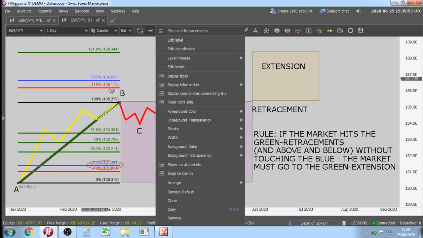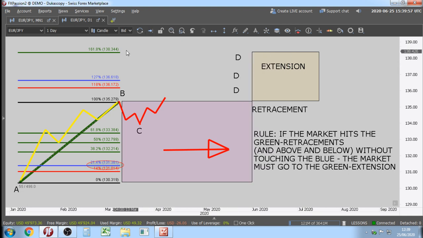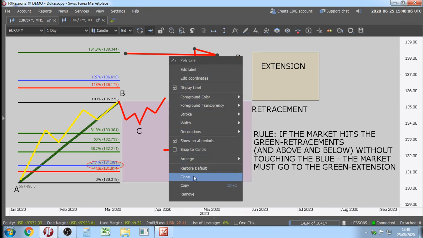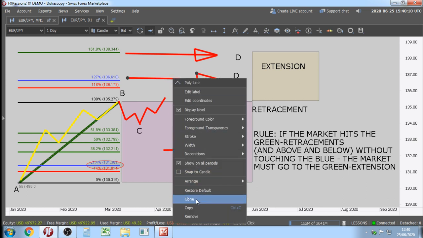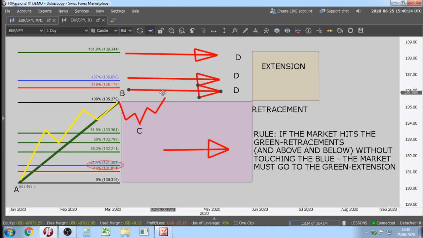Okay, I'm going to go back like this, better. If the yellow one is the first extension and the red one is the retracement and the market just changed the short-term trend, we have the C, because the C is the lowest point between the AB boundary. Which one is going to be the D? Is our D extension going to be at the red color? Is our D extension going to be at the blue color? Or is our D extension going to be at the green? Green, right? Nothing special, right? If the market hits the green retracement and above or below without touching the blue, then the market must go to the green. Great. Perfect.